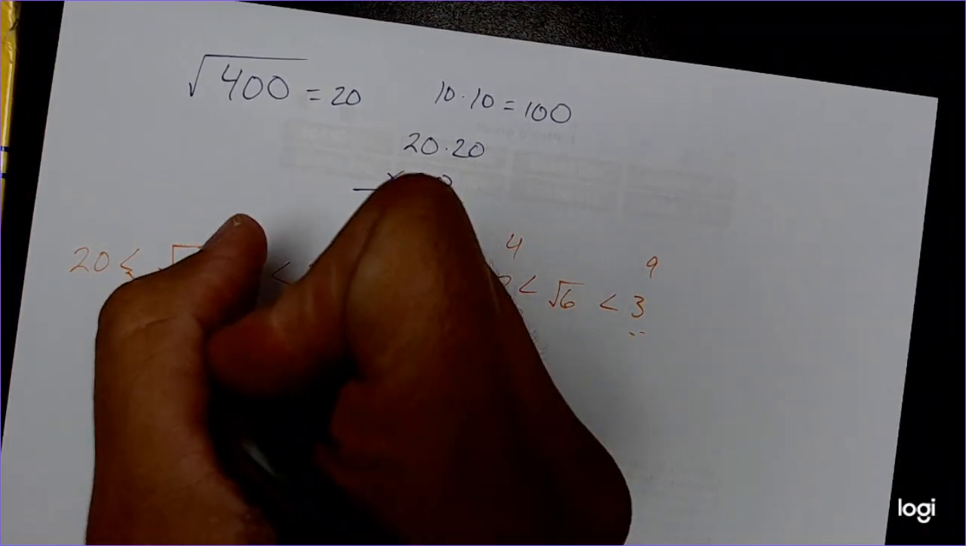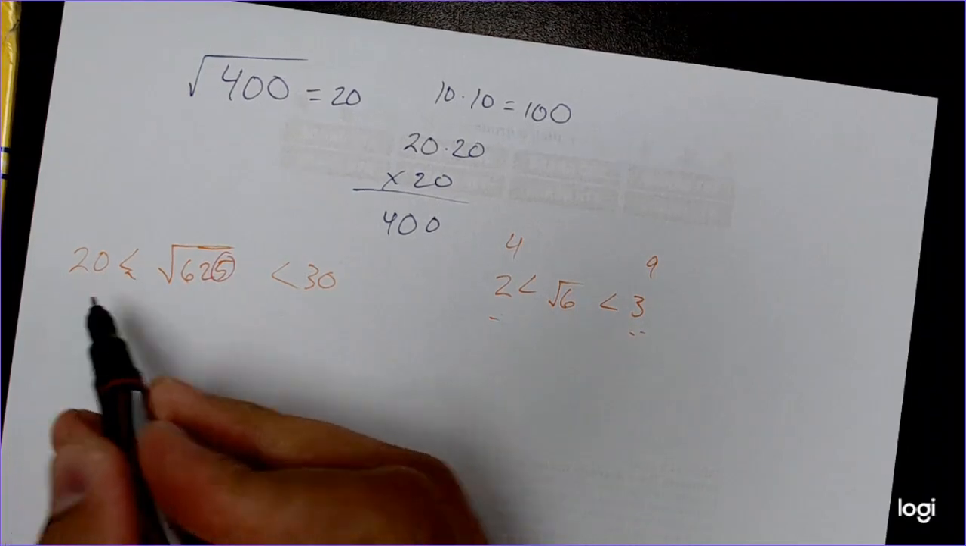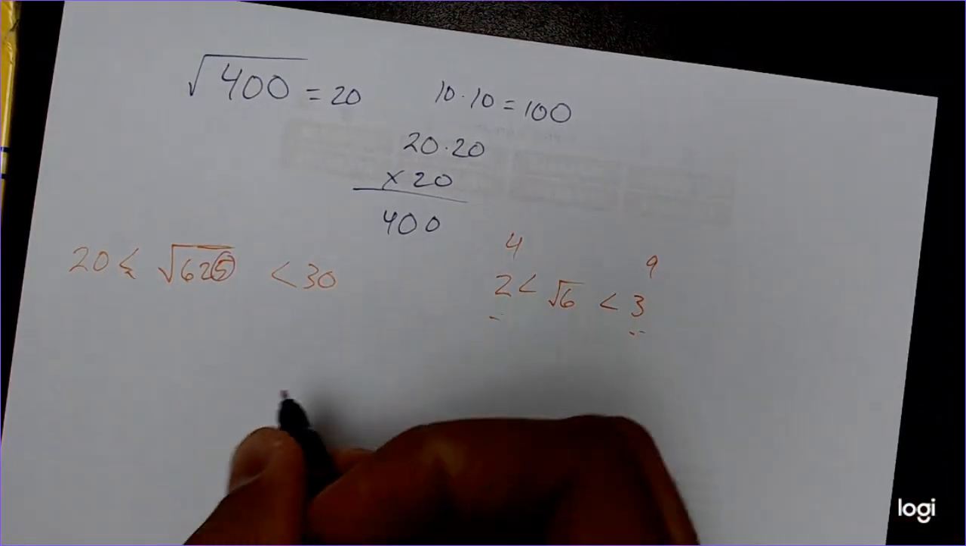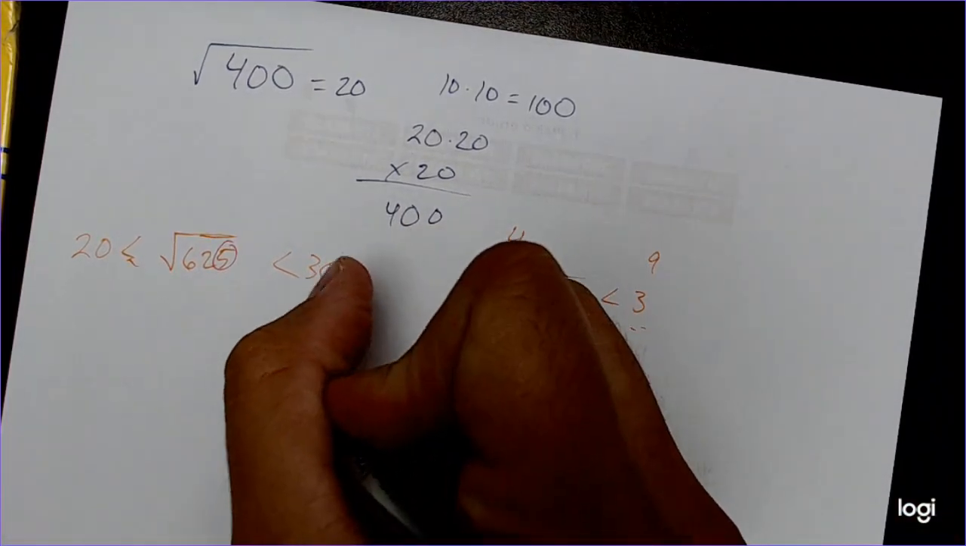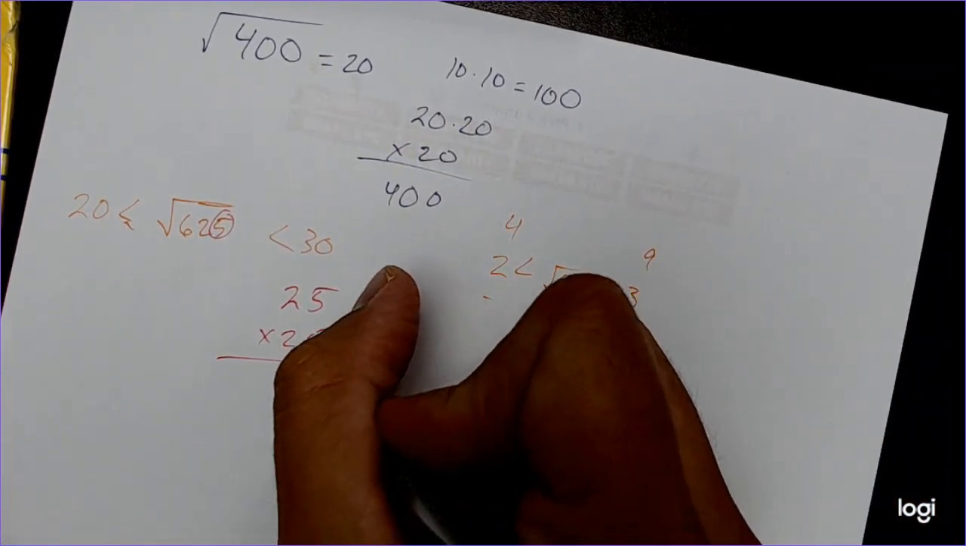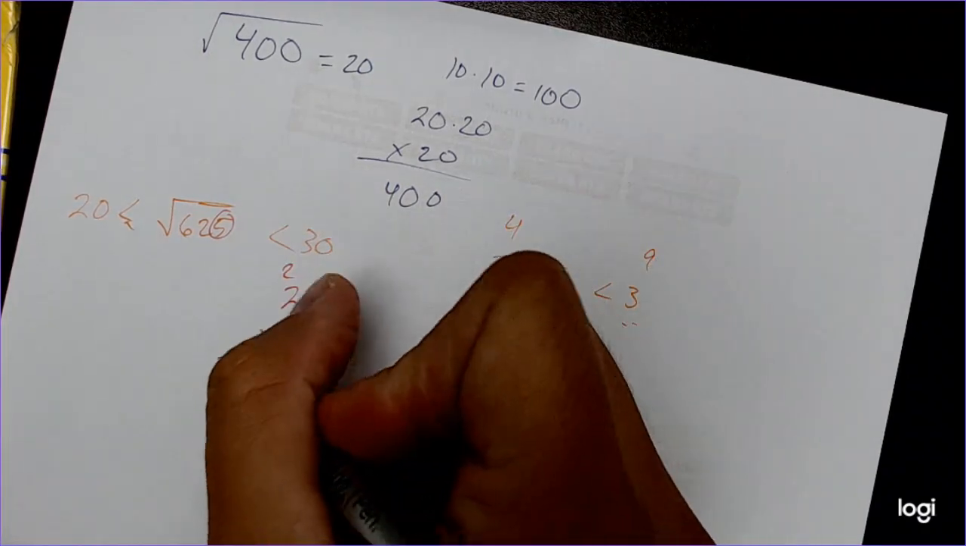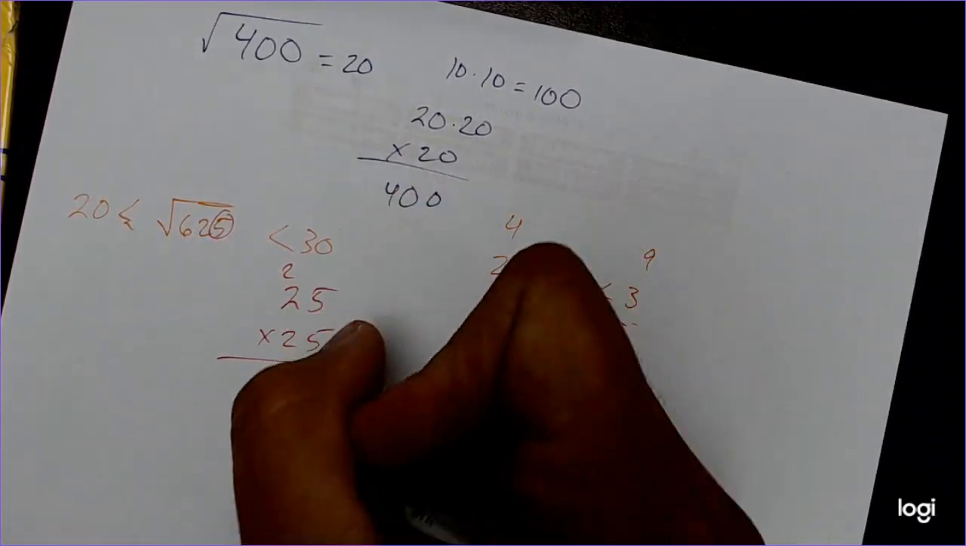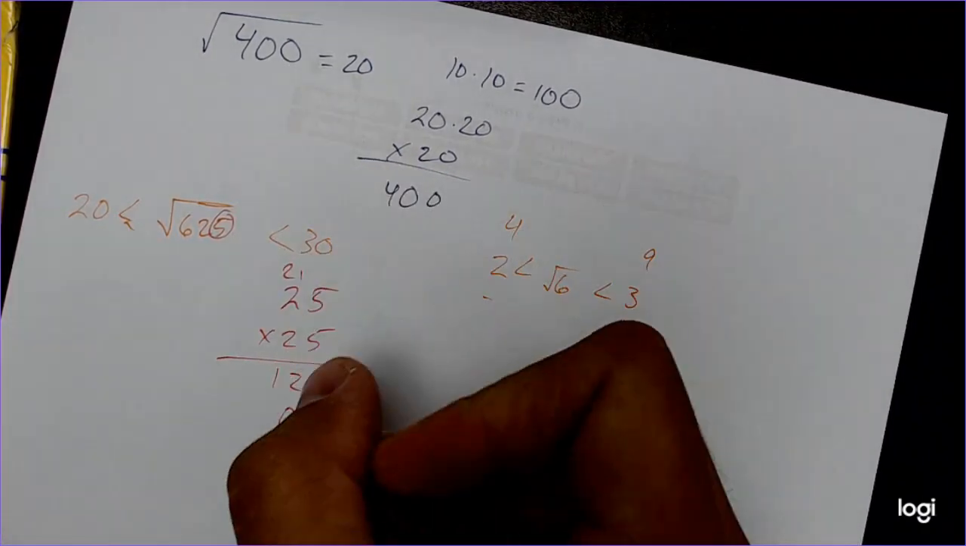So it's a very good bet that since this number lies in between 20 and 30 and it ends in a 5, it's probably 25. Let's try it. 25 times 25. 5 times 5 is 25. Carry the 2. 5 times 2 is 10, 12. Add the placeholder 0. 2 times 5 is 10. Carry the 1. 2 times 2 is 4.